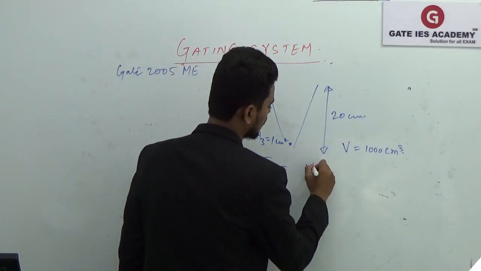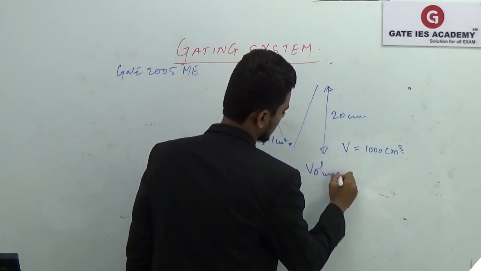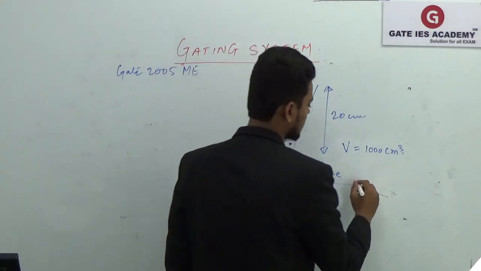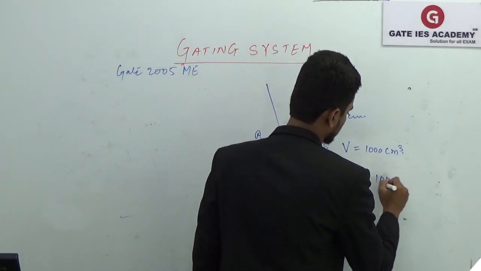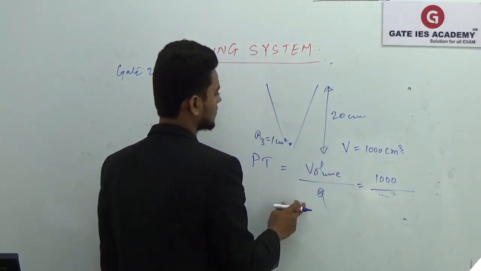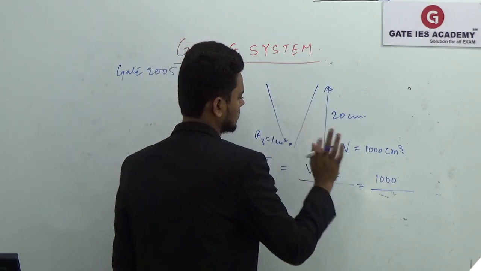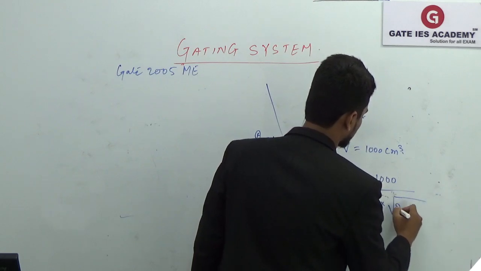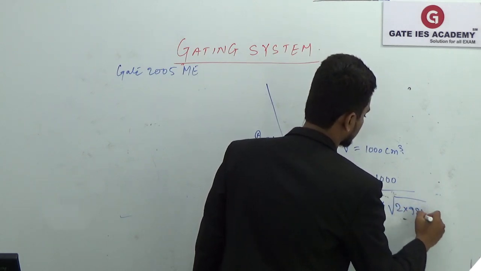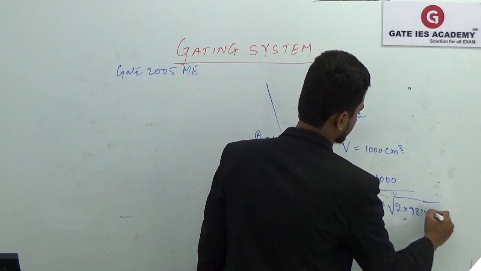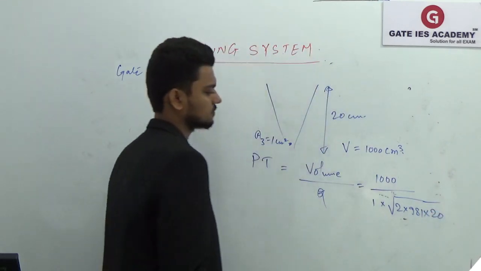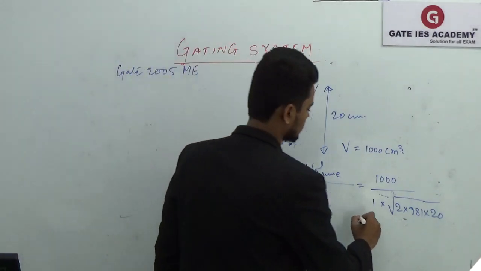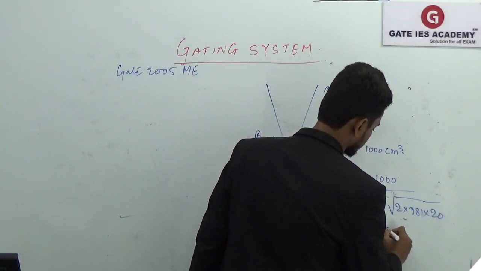So pouring time, we know, is volume upon discharge. The volume is 1000, so 1000 upon discharge. Discharge is area into velocity. So area is 1, into velocity, which will be square root of 2 into 981 into 20. This will give you 5.05 second.